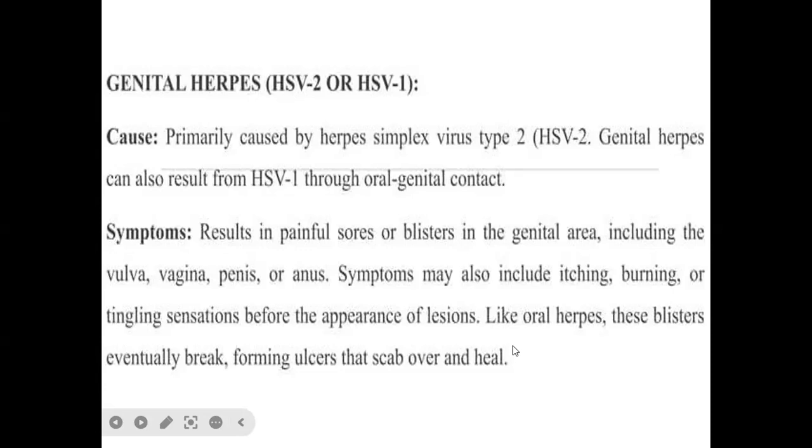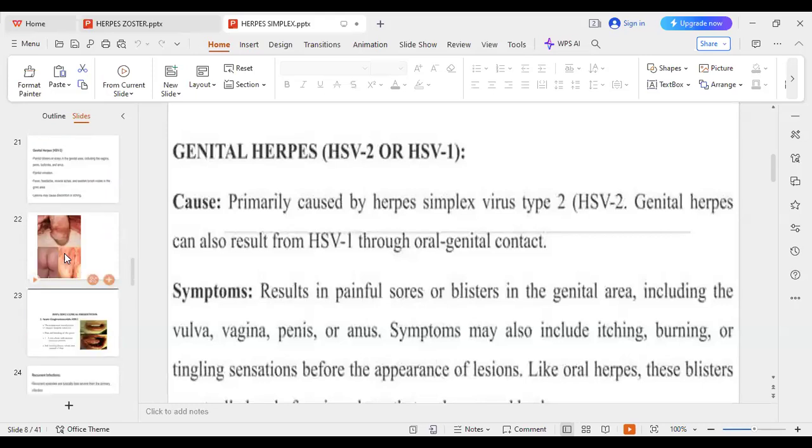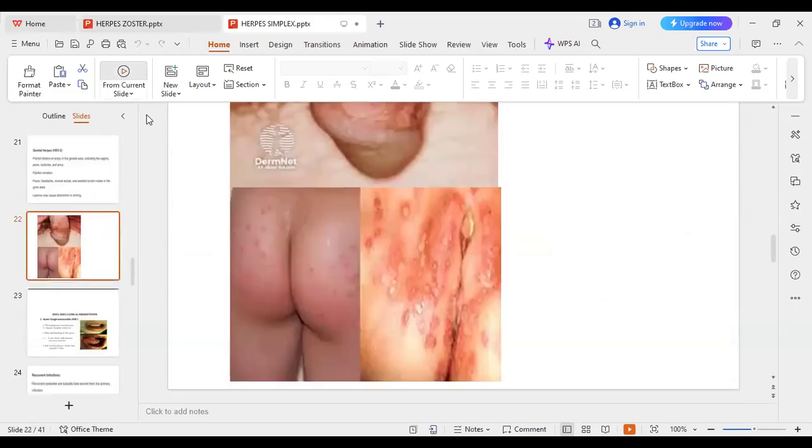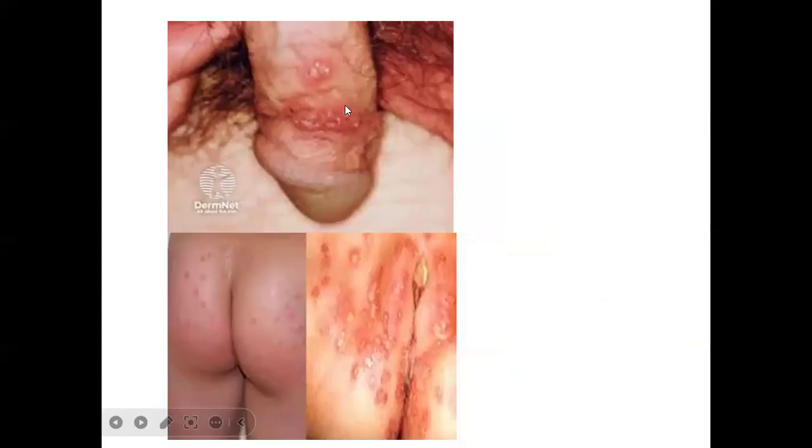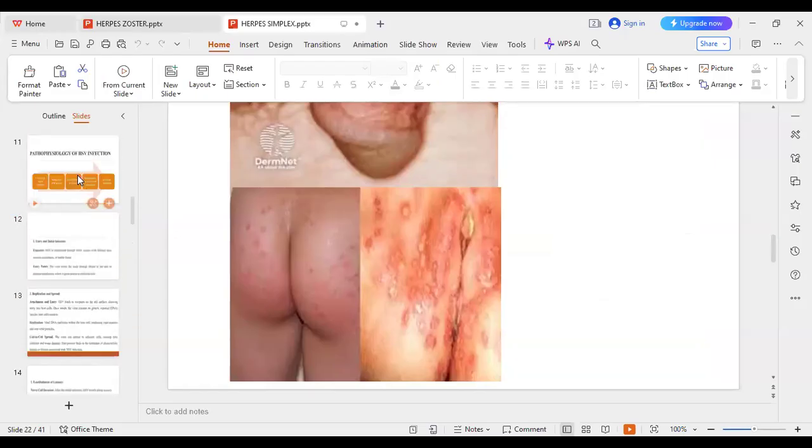I want to show you a picture. As you can see here, on the penile shaft, here are the lesions. Then it's found all over the buttocks. And then this is the vulva. As you can see here, the numerous lesions caused by herpes simplex virus 2.